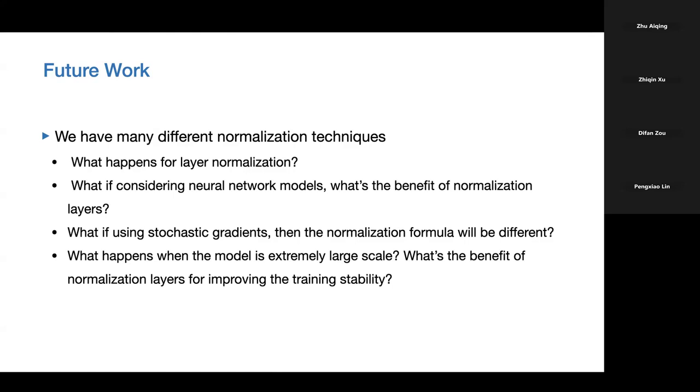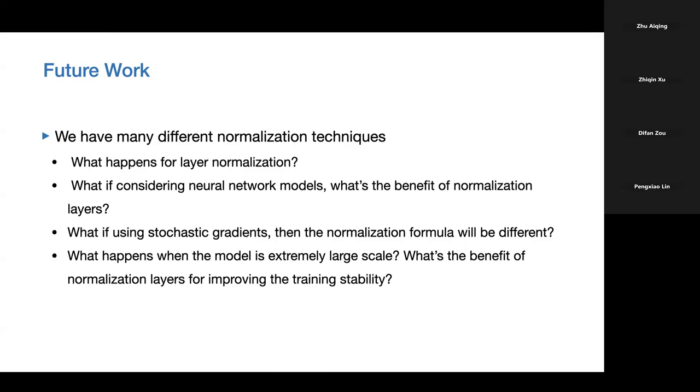So extending our theoretical analysis to neural network models is a very interesting future direction. Also, in practice, people do not use full-batch gradient descent, but stochastic gradient descent. If you consider batch normalization, this will be different, because batch normalization is calculated over a batch. But in terms of layer normalization, I think this could still be good, because layer normalization does not depend on the input batch of the data.